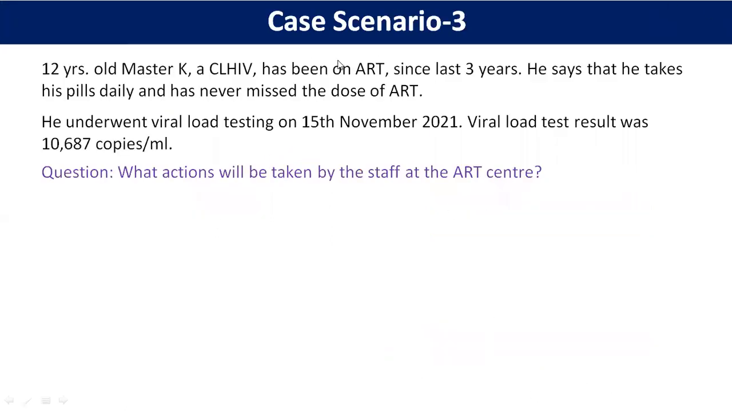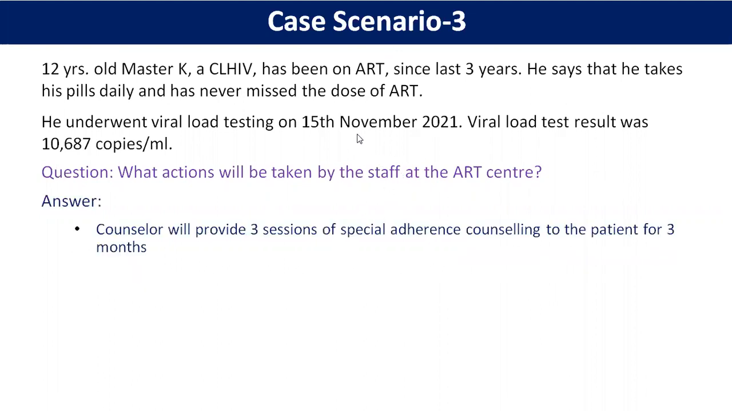Another case, a 12 years old on ART for the last 3 years, takes his pills daily. He never misses a dose. He underwent a viral load test on 5th November 2021. Viral load test result was 10,000. What action will be taken by the staff at the ART center? So for 3 years he is taking it and has no signs and symptoms, but at the routine viral testing, it has been shown that the viral load is 10,000. That means above the guideline, more than 1,000.